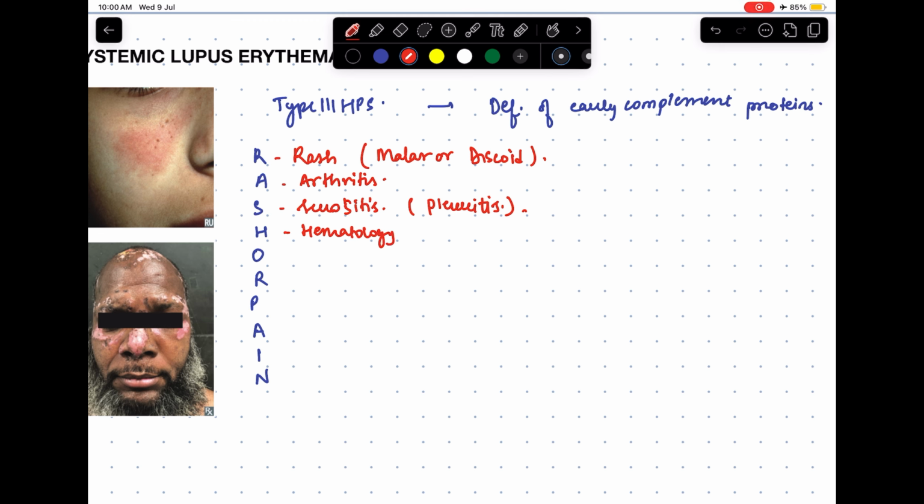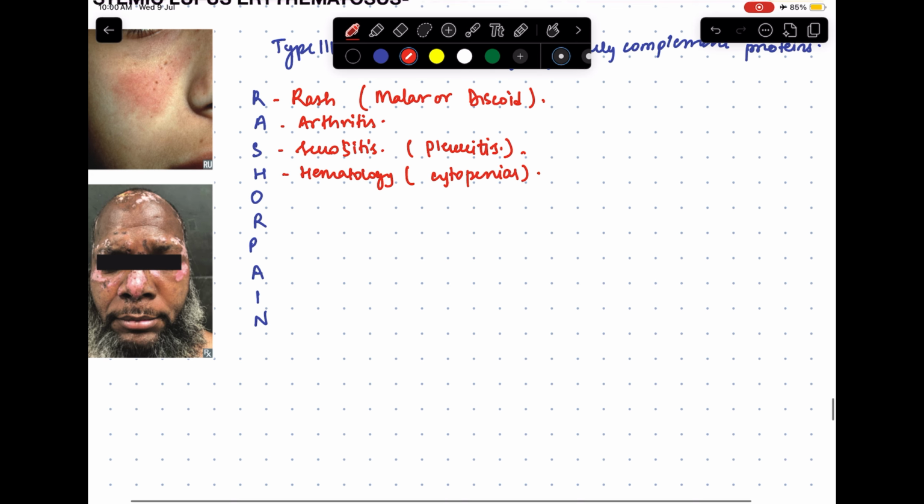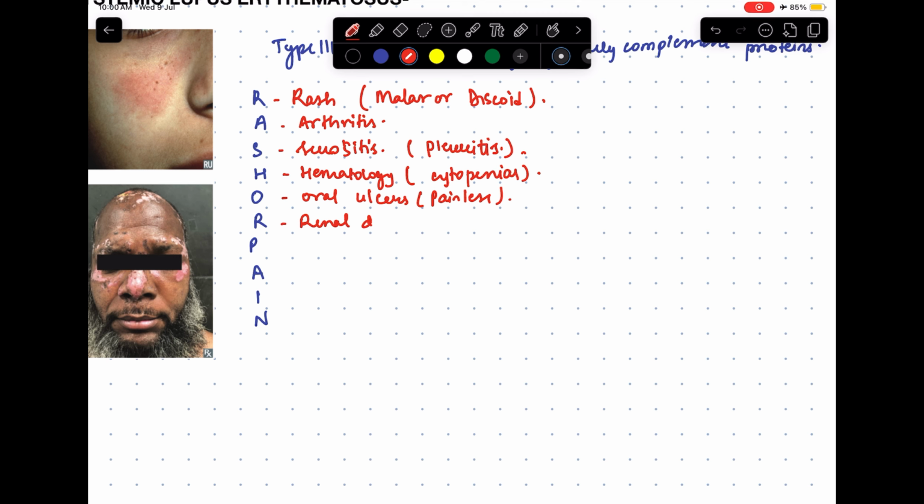Then we have arthritis, that is for A, it could be non-erosive. Then S is serositis, it could be pleuritis or pericarditis. Then H is hematological disorders, so there would be cytopenias. Then O stands for oral or nasopharyngeal ulcers. It could be painless. Then R is renal disease.